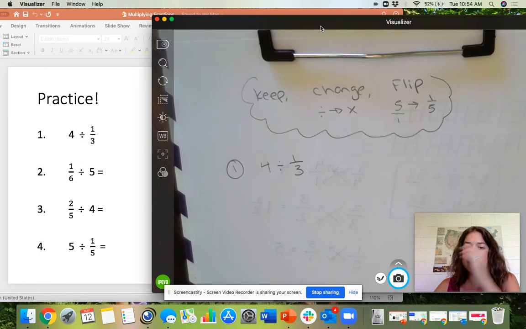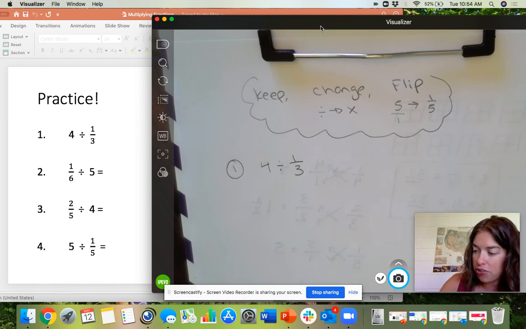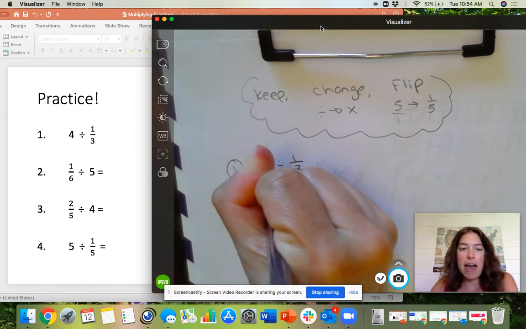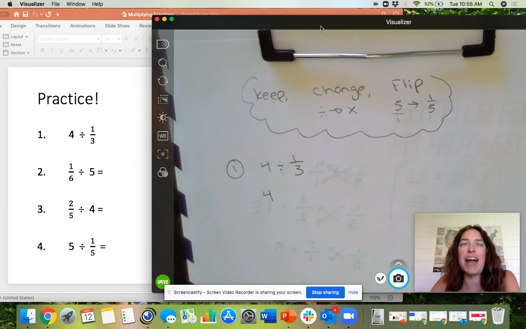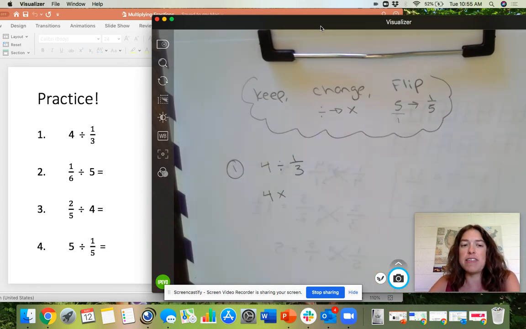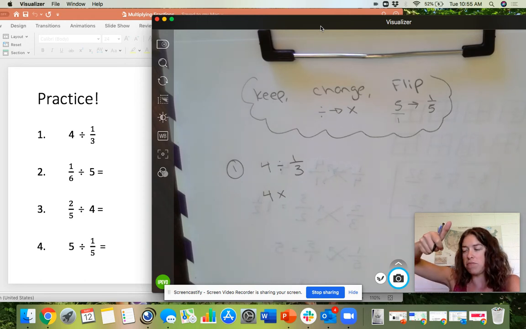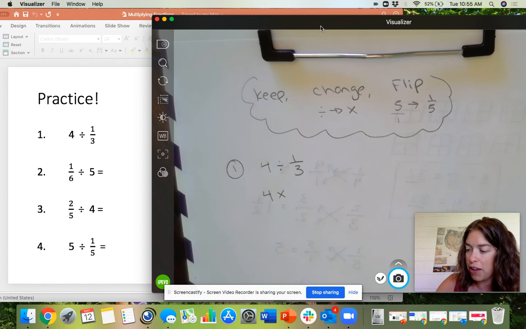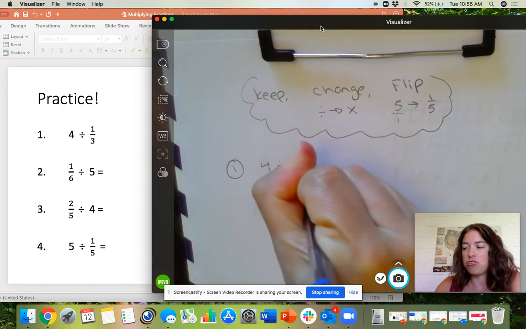First thing I do is I keep, okay? I'm gonna keep my first number the same. It does not matter if it's a fraction or a whole number, I have to keep it the same. The next thing I do is I change. I change my division into multiplication. And the last thing I do is I flip. I flip my fraction over on its head to be the inverse. 1/3 becomes 3/1 or just 3. And now I can solve.